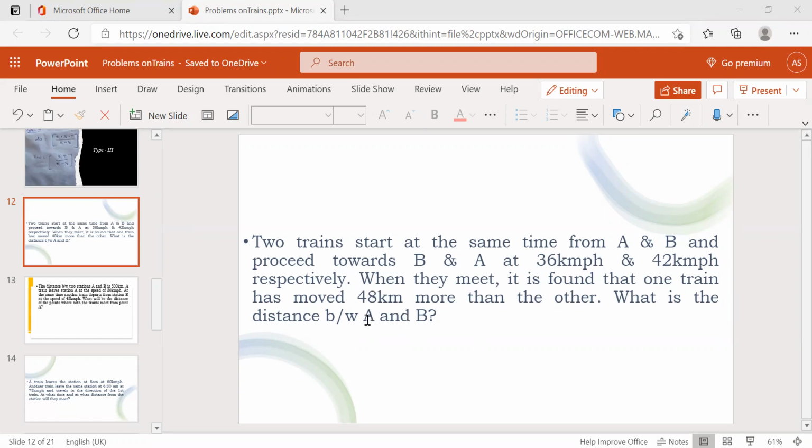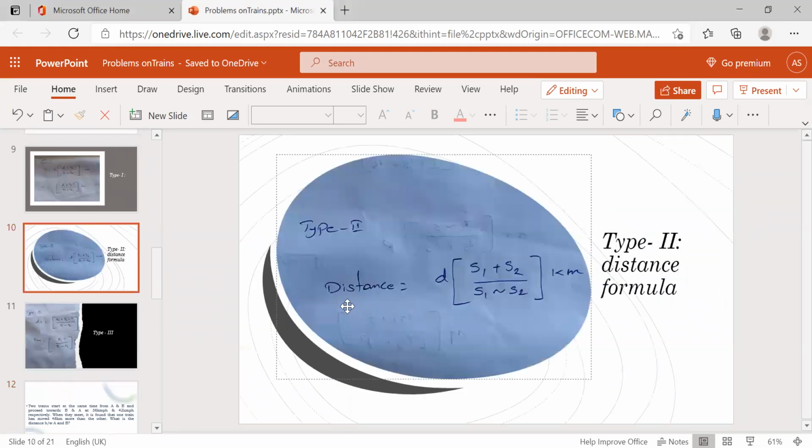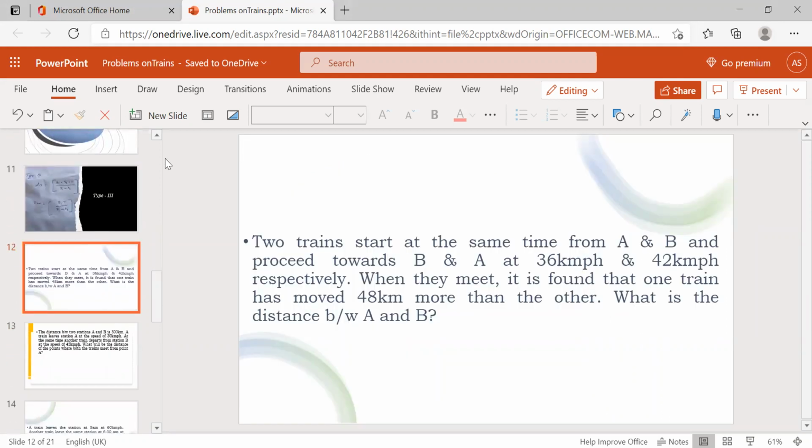So clearly we can understand this is the type 2 problem. What is the type 2 formula? See here. Distance equals d into s1 plus s2 and difference between speeds, right? So I'll take the equation here.